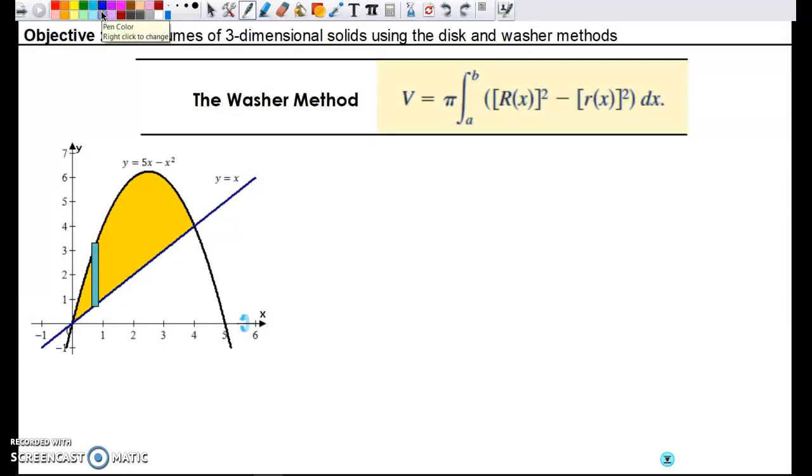Now let's move on to the next part of the lecture. We have about 5 minutes left. So the washer method is basically the same thing, but now we're finding area between curves, looked at in the last section. Now imagine rotating this rectangle around the x-axis.